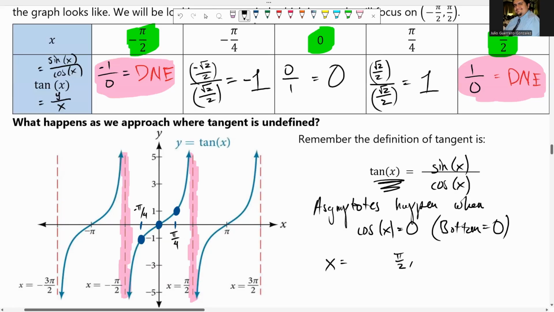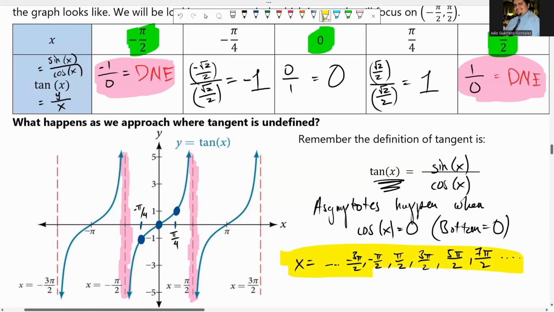Pi over 2, 3 pi over 2, 5 pi over 2, 7 pi over 2, and so on. And it keeps going because we can take as many laps around the unit circle as we want, right? And they keep going in the backward direction, right? Minus pi over 2, minus 3 pi over 2, and so on. So these are our asymptotes, right? These right here are our asymptotes.